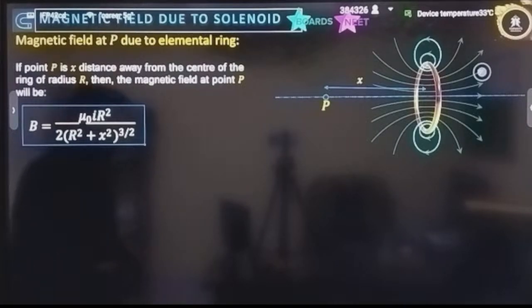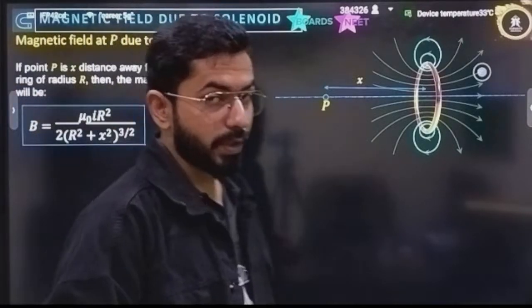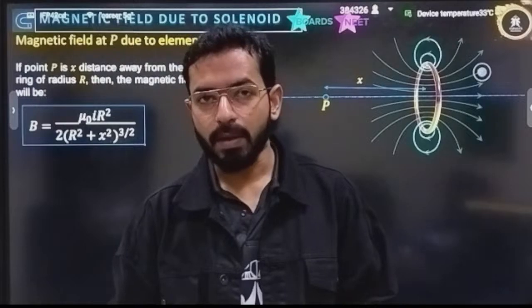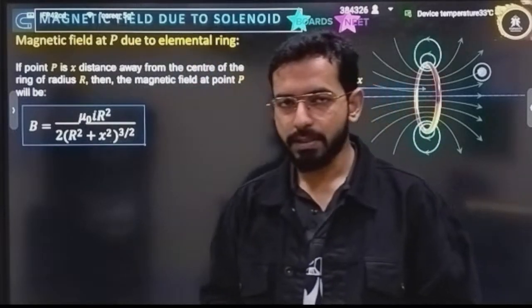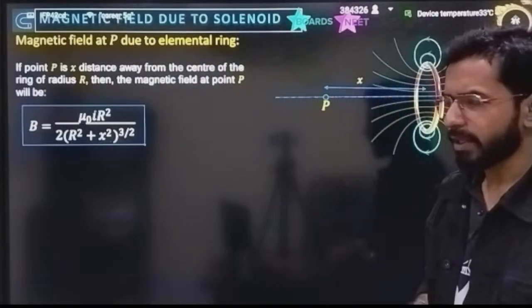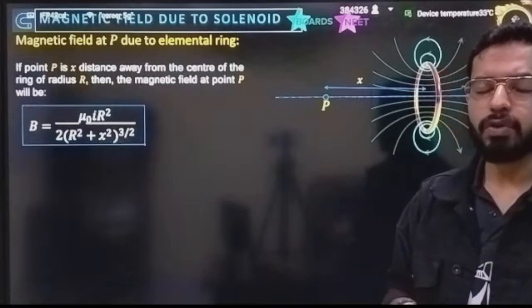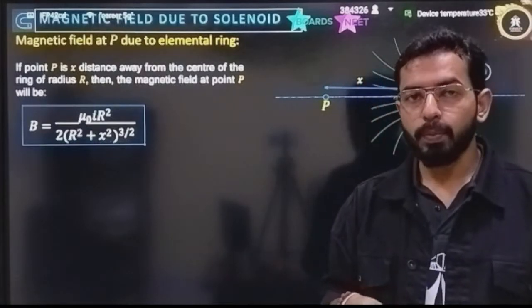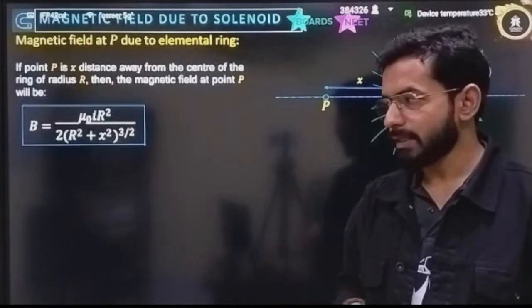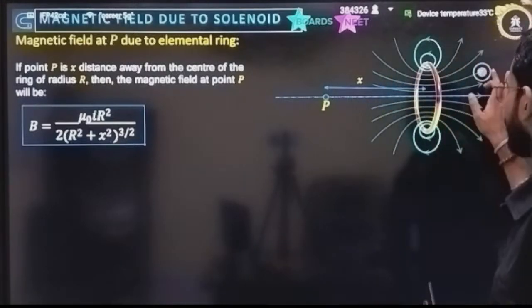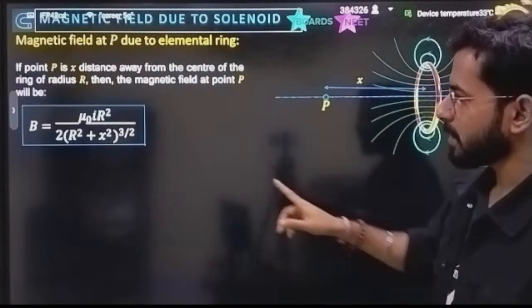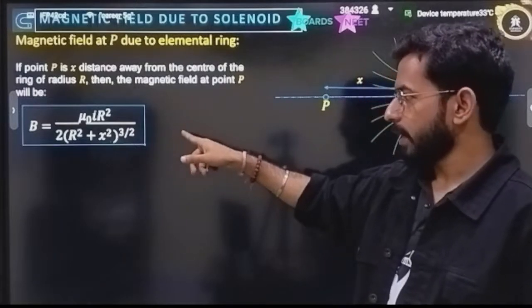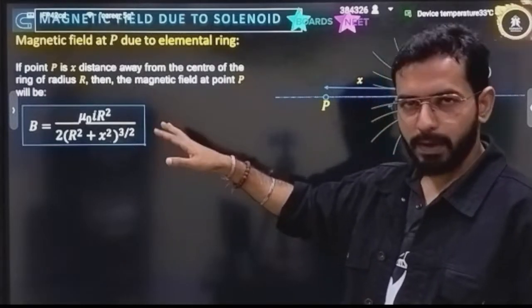Fine. Now let's begin how to get to the result of a solenoid, how to calculate the magnetic field due to a solenoid. That is the important thing. Before that, I told you in the last lecture how to find the magnetic field due to a circular loop at some point P, at some distance D. That result was B is equal to mu naught I R square divided by 2 (R square plus x square) power 3 by 2.